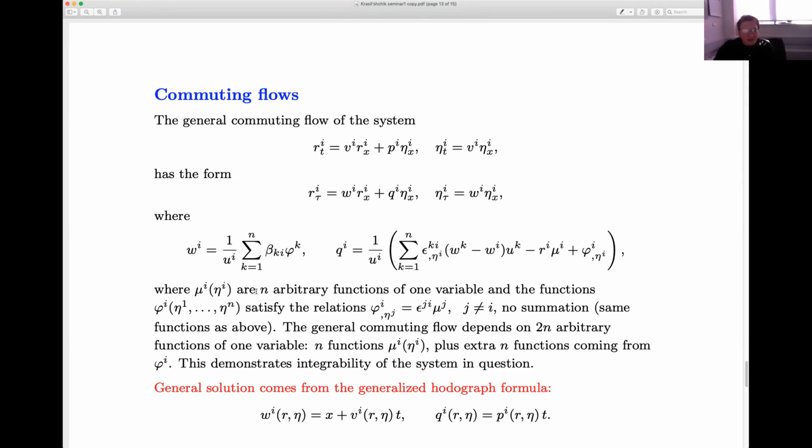Here, in these formulas, what are the parameters? We have these mu i's, they are arbitrary functions as before, and phi i's are the same functions as before. They satisfy these equations, right? So the only parameters appearing in these formulas are mu i's and phi i's, right? So commuting flows depend on 2n arbitrary functions of n variables, as they should, right? So this confirms integrability of this reduced system, right? It possesses infinitely many commuting flows.